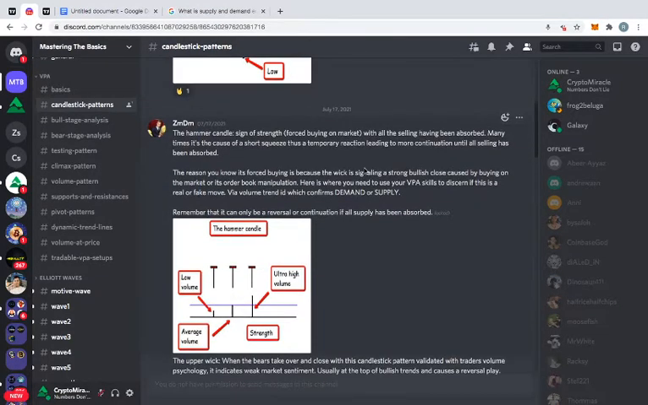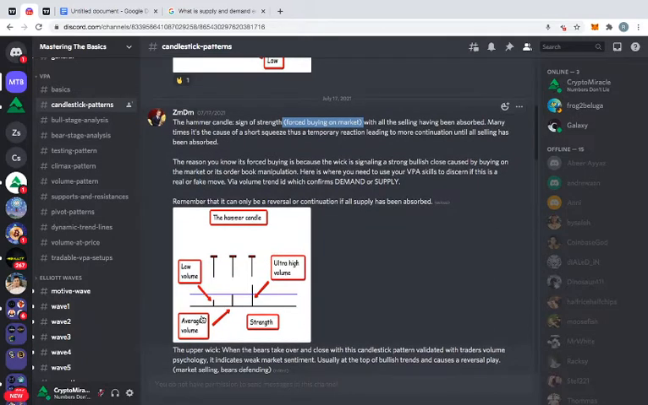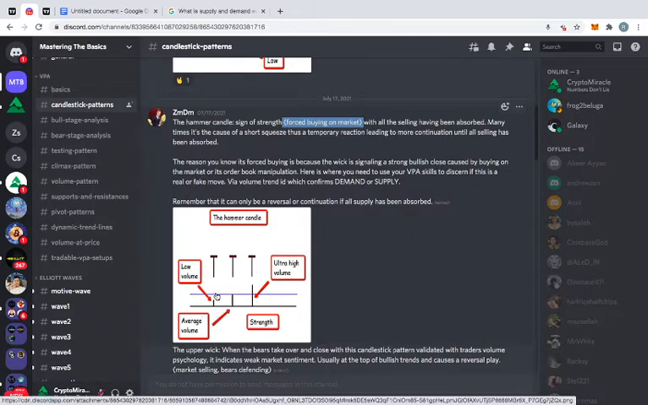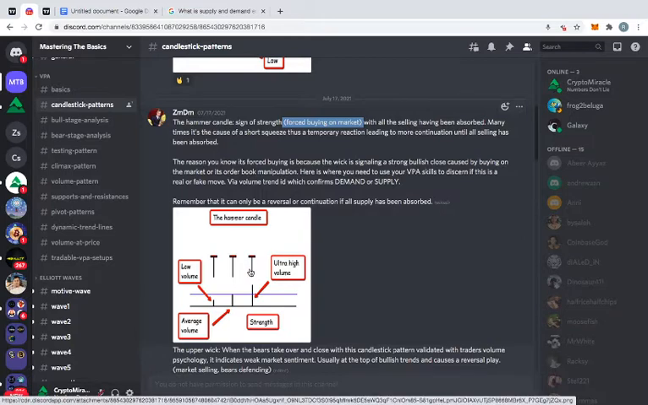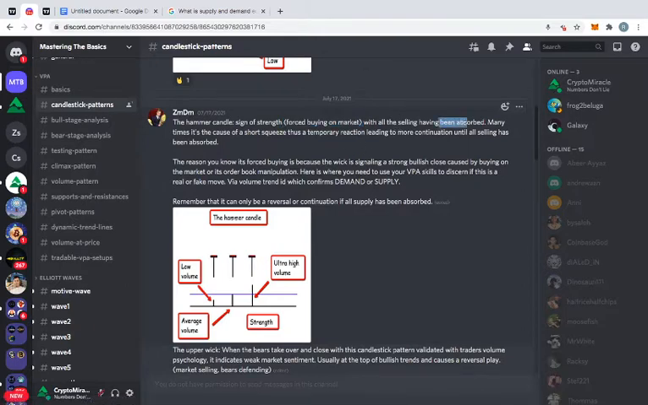Next, the hammer candle. The hammer candle is a sign of strength, a forced buying on the market. This is what we're talking about with the order books, right? So forced buying. This is average volume. This is the volume on the hammer candle, bang, ultra high volume. So forced buying on market. That's because they're closing on market, causing a wick, causing a demand wick, with all the selling having been absorbed. They're basically taking all of the orders off of the books.